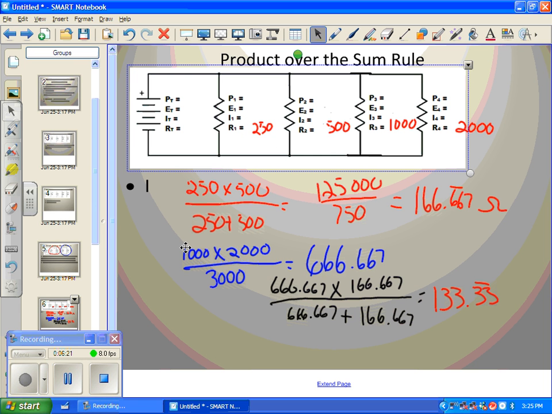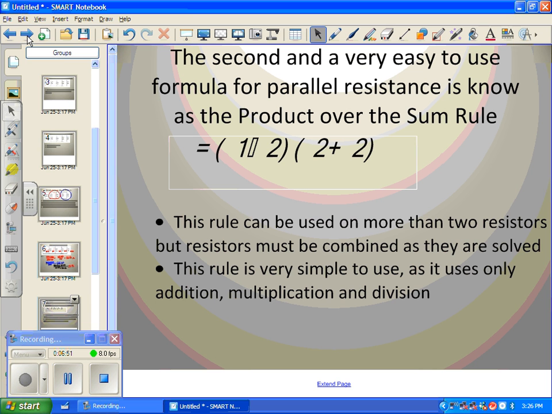And we have a total of 133.33 ohms. That's our total resistance. Now, wasn't that easy? I mean, you could do that with any calculator in the world. You could even do it with pencil and paper if you really had to, right? You get in the field. So product over the sum is how you remember. Product is the result of multiplication. Sum is the result of adding things. So nice and simple. Let's go to the next slide.